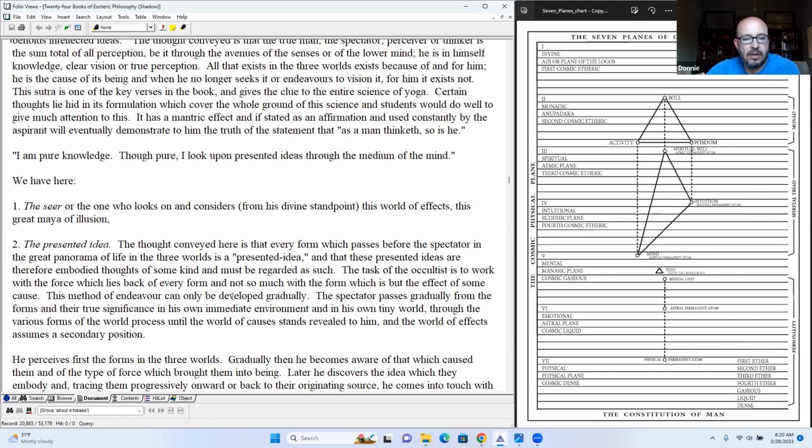This method of endeavor can only be developed gradually. The spectator passes gradually from the forms and their true significance in his own immediate environment, and in his own tiny world, through the various forms of the world process until the world of causes stands revealed to him, and the world of effects assumes a secondary position.